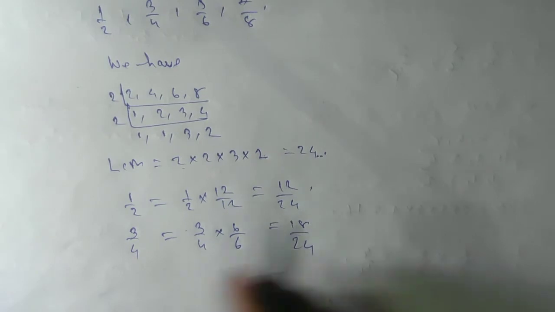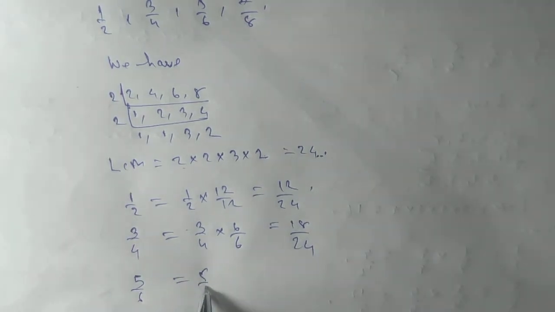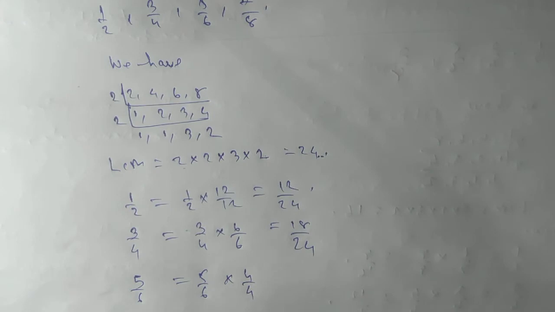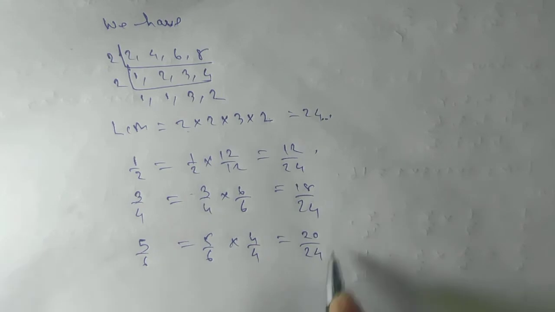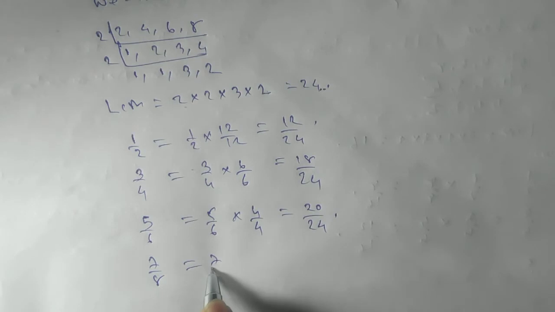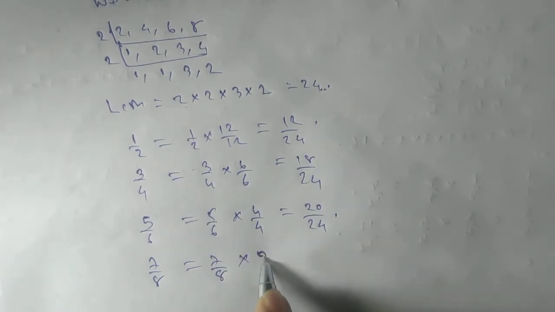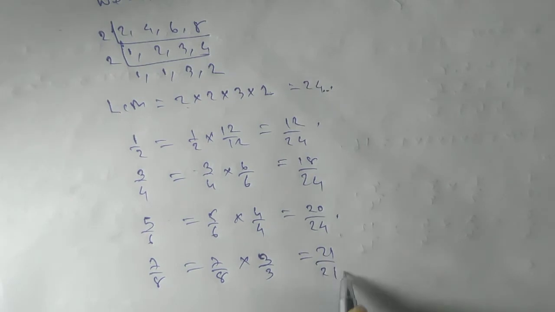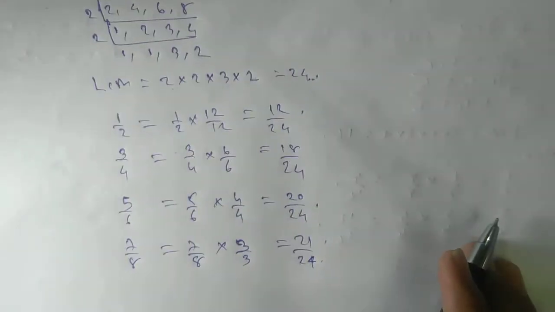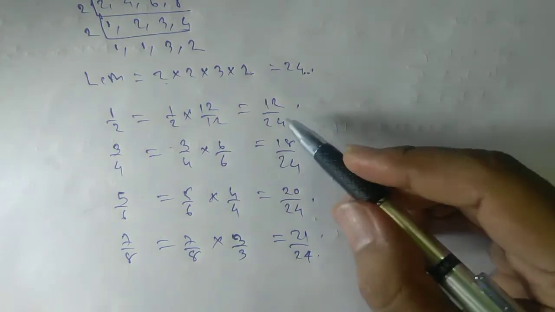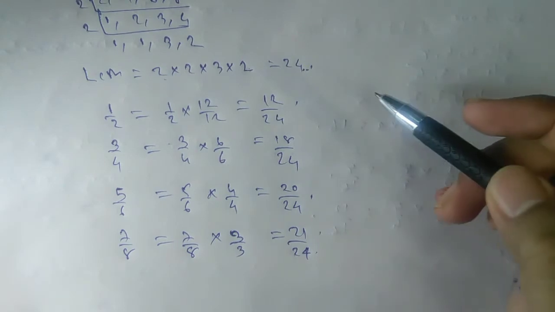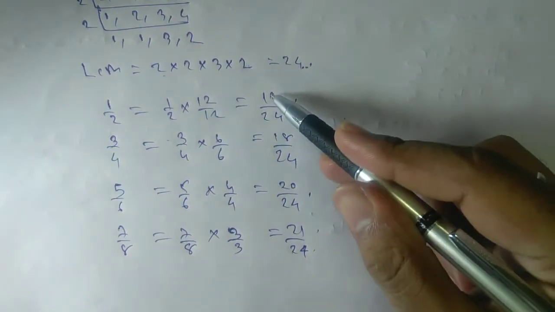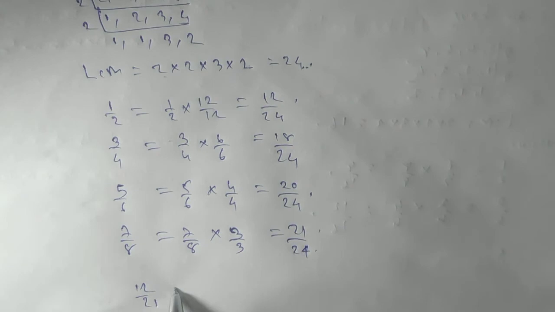Next, 5 by 6 can be written as 5 by 6 into 4 by 4. Here we are getting 20 by 24. Next, the last one is 7 by 8. 7 by 8 can be converted into 7 by 8 into what? 3 by 3. Here you are getting 21 by 24. Now arrange in ascending order. If this question is given, your target is smaller to bigger. So here you can see which one is smaller. This 12 by 24 is smaller.